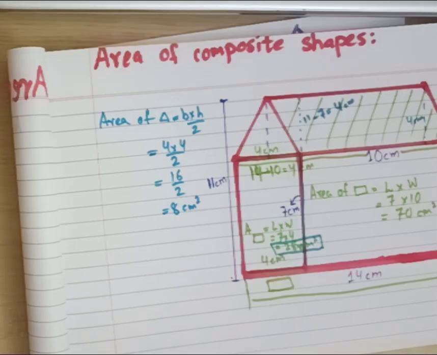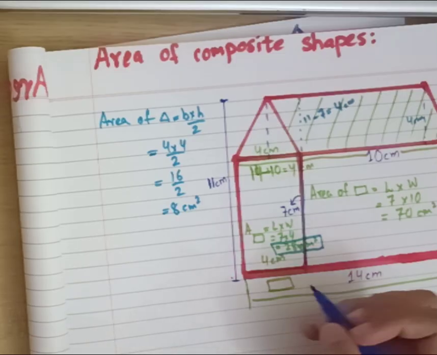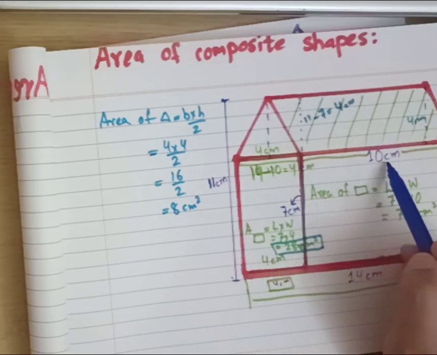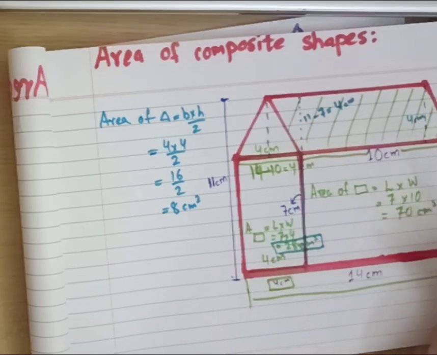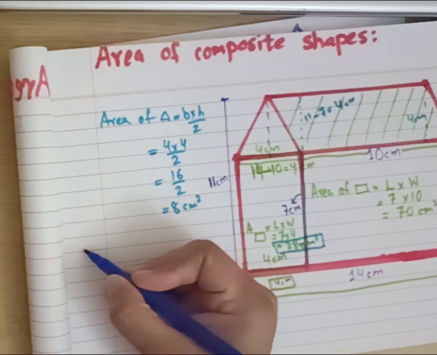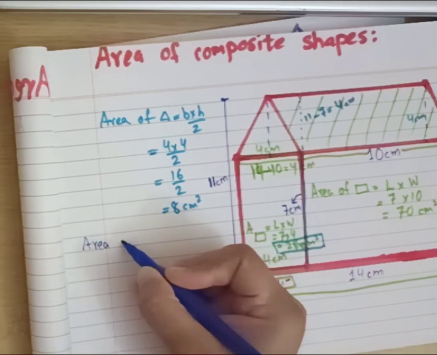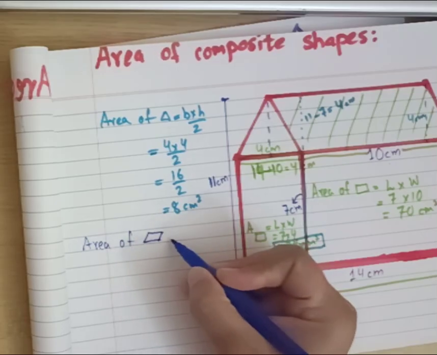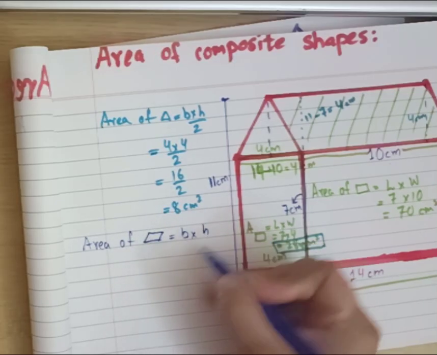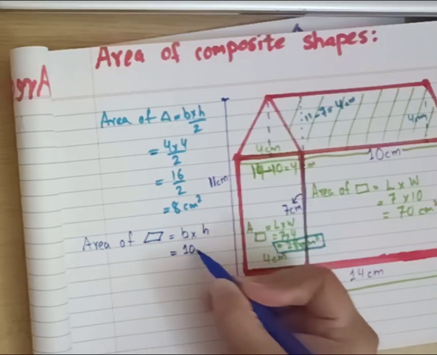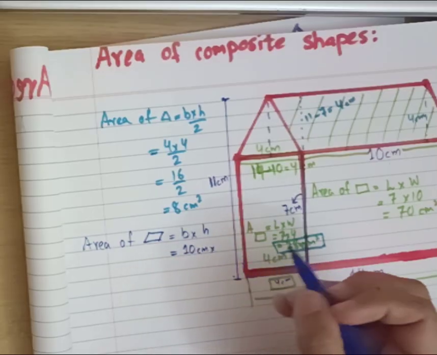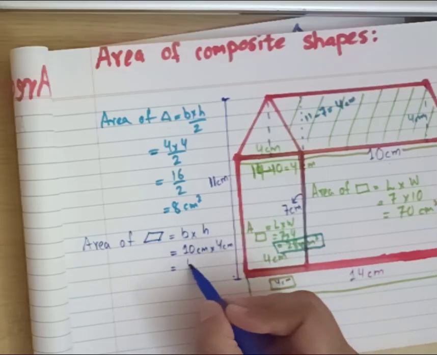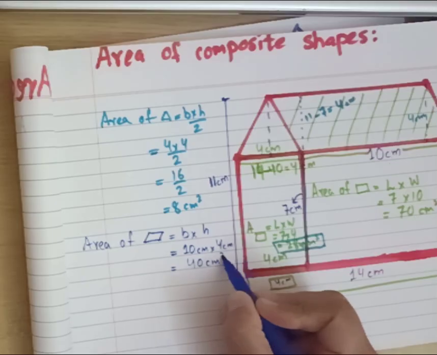Now let's have a look at the parallelogram. The parallelogram has a width of 10 centimeters and a height of 4 centimeters. So for the parallelogram, the formula to find the area is base times height. So the base is 10 centimeters and the height is 4 centimeters. So it will become 40 centimeter square.